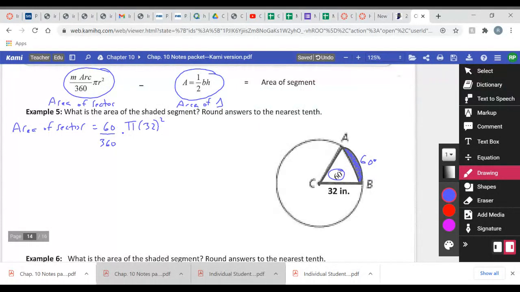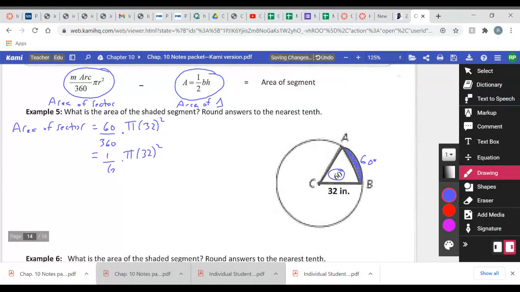So if I go ahead and multiply this information, if I try to go 60 times 32 squared divided by 360, that will not divide in evenly. So I need to reduce things down a little bit, but I still want to keep it in exact form. If I simplify this 60 over 360, I know 60 goes into both of those. So 60 goes into 60 one time, and 60 goes into 360 6 times. That looks a little better. And then we've got times pi 32 squared.